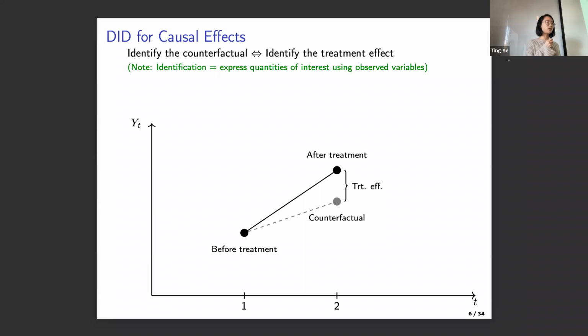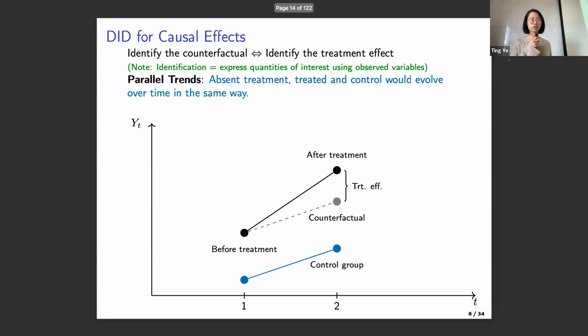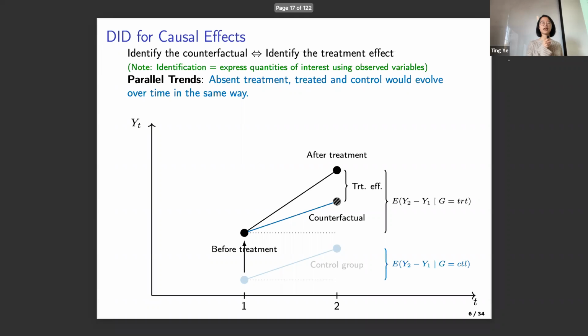So the DID works by identifying a control group which satisfies this parallel trends assumption, which says that in the absence of the treatment, the treated group and the control group would evolve over time in the same way. Under this assumption, we can take the observed outcome path for the control group and use that to recover what would have happened for the treated group in absence of the treatment. Then we can calculate the pre and post difference for the treated group and the pre and post difference for the control group. And then their difference, which is the difference in differences, will be equal to the treatment effect.